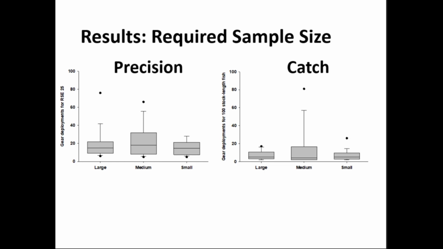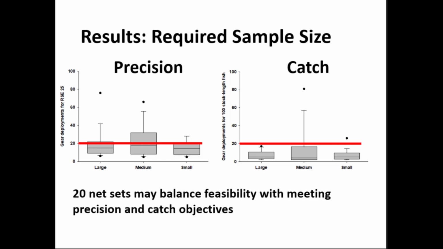analysis. So you remember in these surveys we used 20 tandem baited hoop net sets per survey. So that's this level of effort here. This is what we actually did. You can see in most of these cases, the objective was met. So 20 sets in a survey may provide a balance of logistical feasibility with meeting precision and catch objectives.